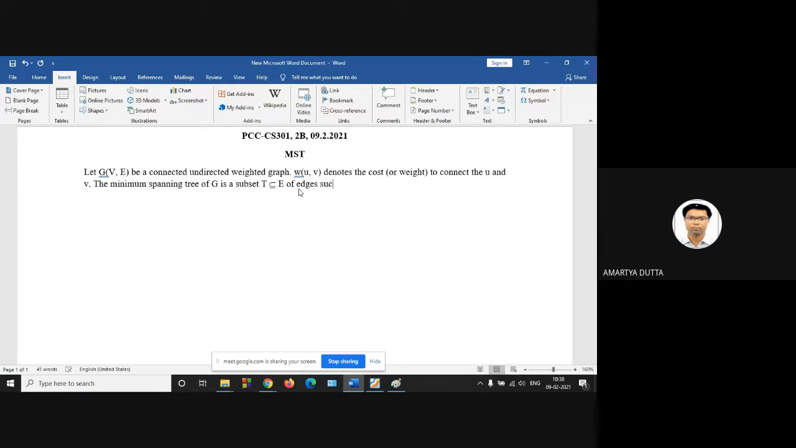such that the subgraph. So what is your subgraph? Let the subgraph be G1. G1's number of vertices is V, but its set of edges will be T instead of E.